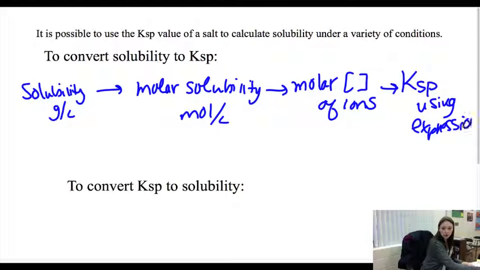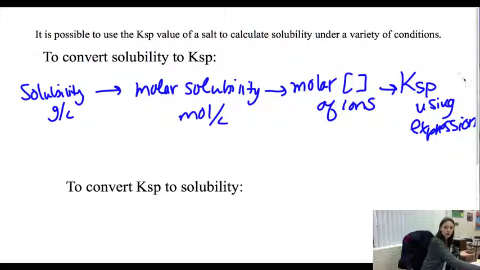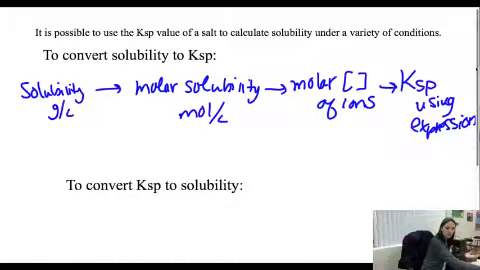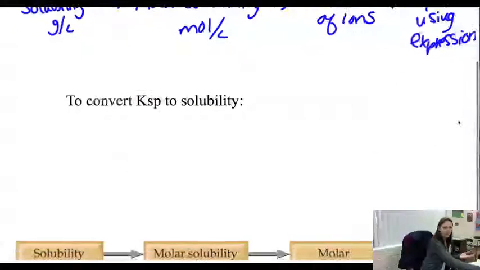So really, all that solubility and Ksp have different is that one is for one particular temperature and the other can be in reference to many temperatures, but they really have the same basic units.